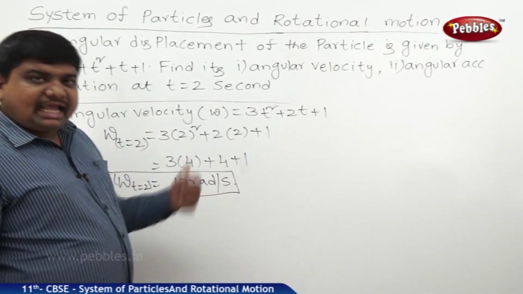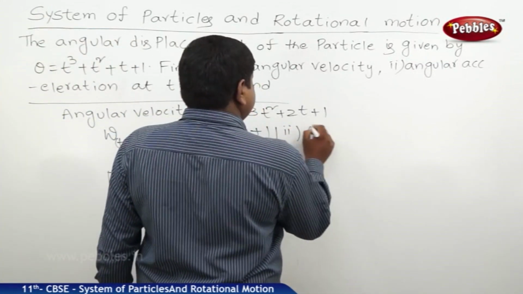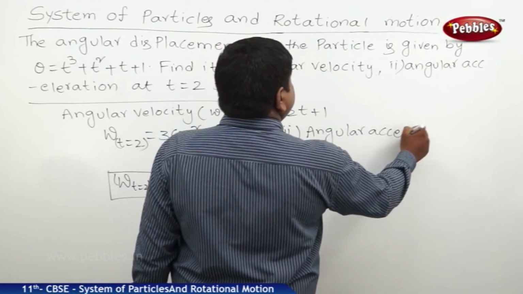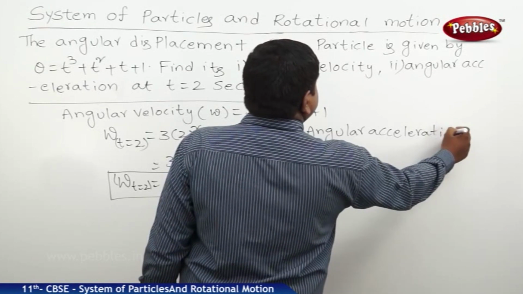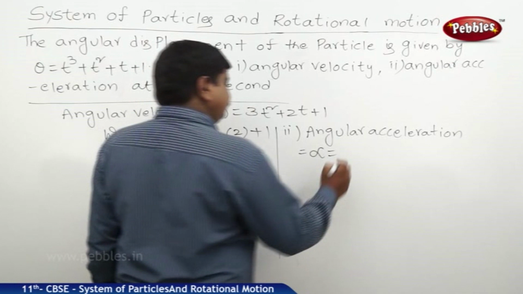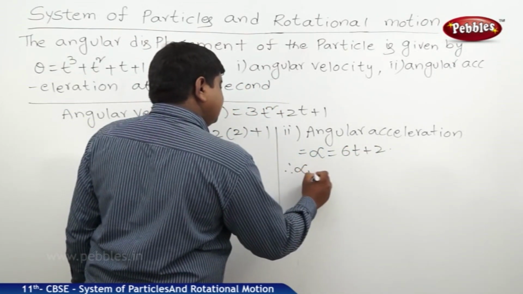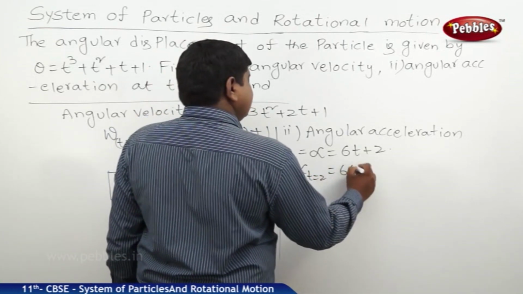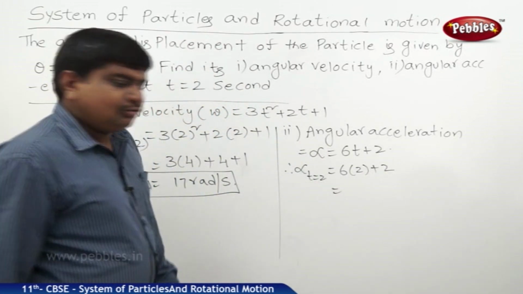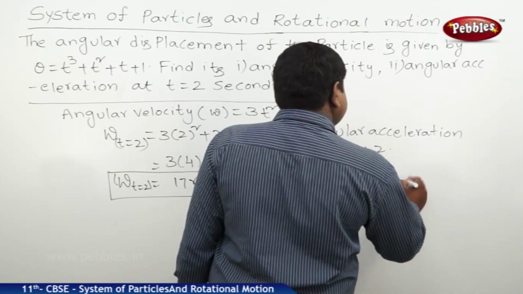Now we should find out the angular acceleration at t is equal to 2 seconds. Therefore, angular acceleration is equal to alpha is equal to 6t plus 2. Therefore, alpha at t is equal to 2 seconds is equal to 6 into 2 plus 2. So 6 2s are 12. 12 plus 2, 14 radian per second square.